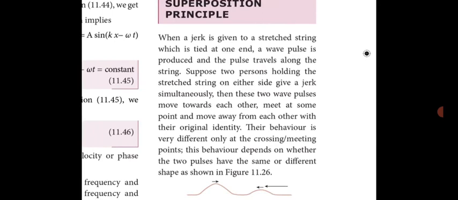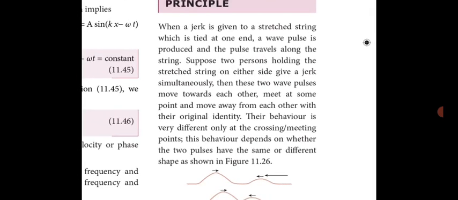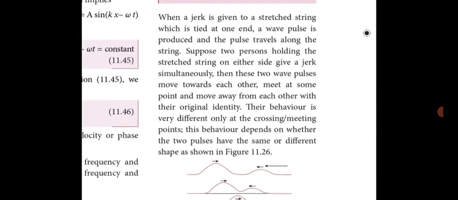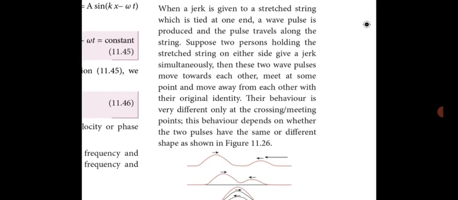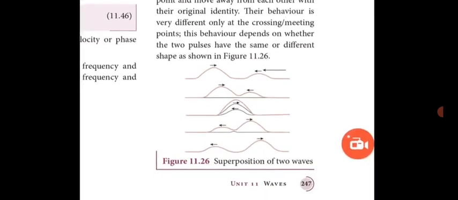Suppose two persons are holding the stretched string on either side and each gives a jerk. Two pulses move towards each other. The pulses from the two sides meet at some point, right? And then move away from each other with their original identity. The behavior is very different only at the crossing or meeting point.